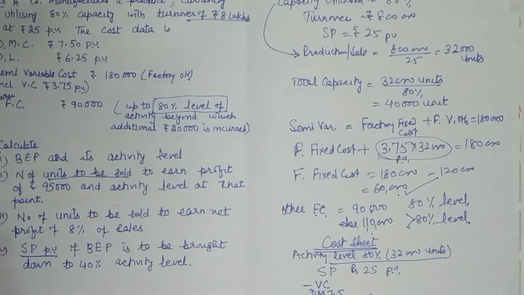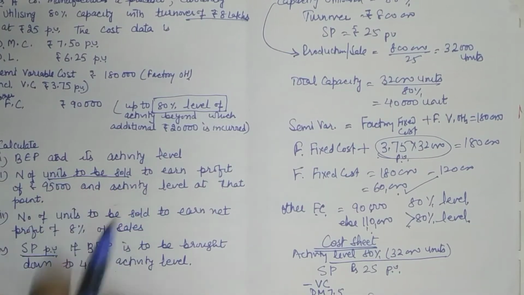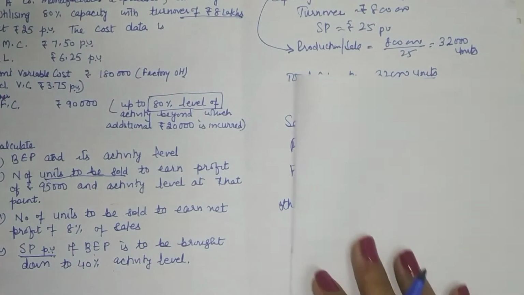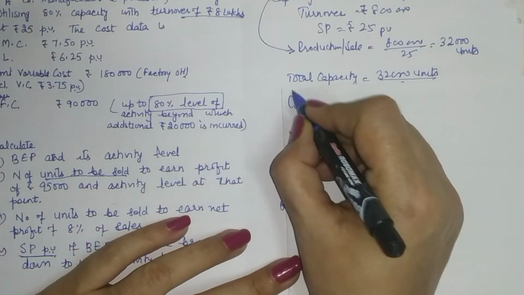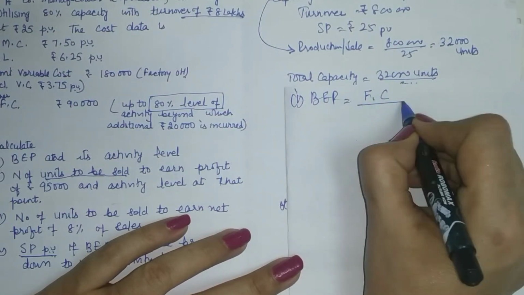Reason being, we are not asked, number one. Number two, when you read the question, at each stage they are asking number of units. So PV ratio is not useful here. Okay. So let us start with the question. Number one, break-even point. Break-even point is fixed cost upon contribution per unit.